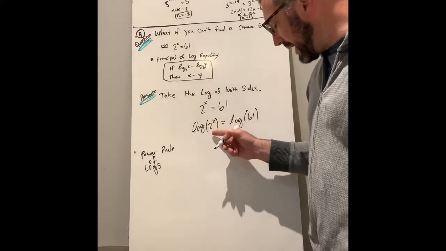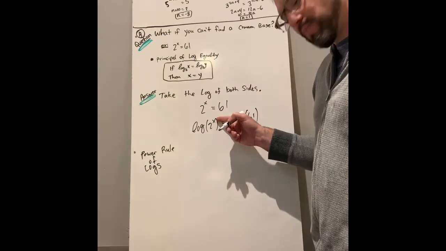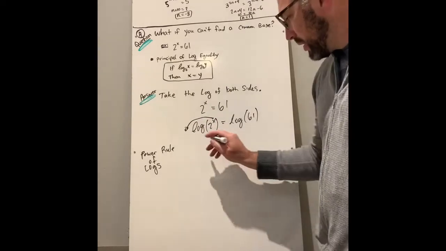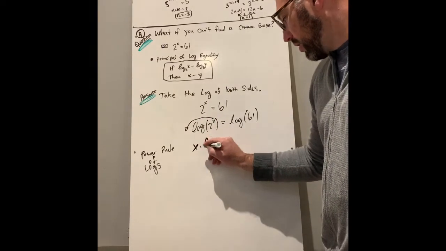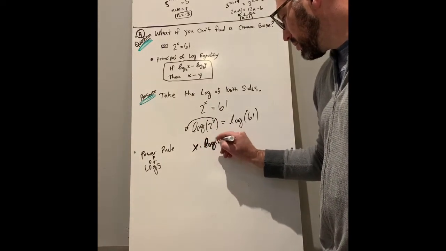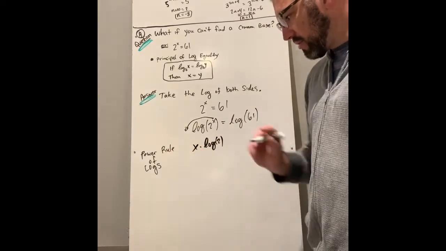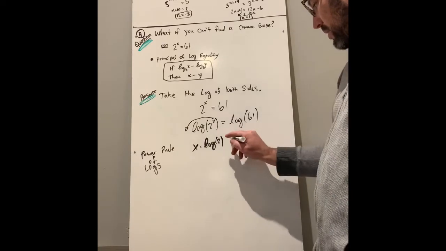The power rule says if you have an exponent inside of a log, you could just take it out and put it in the front, right? So x times log of 2, all of that equals the same thing as that, because we use this power rule of logs to expand it.